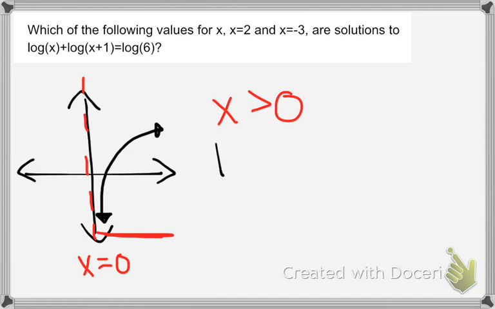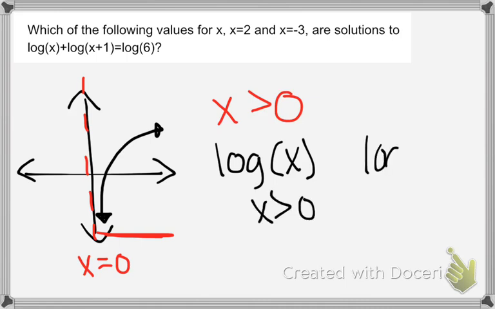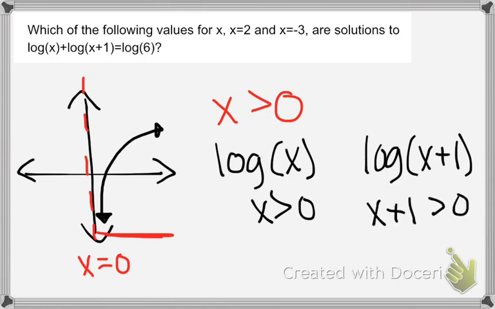So here we have a log of x, so it's just x has to be greater than 0. But when we have log of x plus 1, it's not just x that has to be greater than 0, it's the whole thing. X plus 1 has to be greater than 0. So when we plug in our values for x, x equals 2 and x equals negative 3, we have to make sure that everything inside the parentheses is greater than 0.